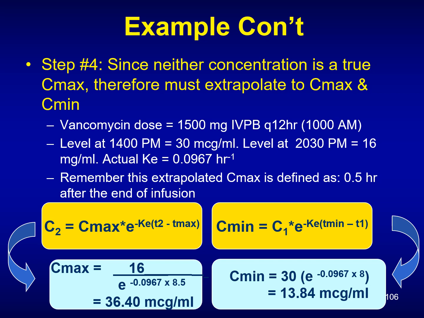On the right side, we calculate the patient's true C minimum with this regimen, using C1, which is 30, times e to the negative patient's actual Ke of 0.0967 and a time difference here. T minimum is at the end of the dosing interval. In this case, we have a Q12-hour regimen. So 12 hours from when the dose was given at 10 a.m. would be 22:00, minus the time at which level 1 happened, which is 14:00. So the time difference between those two concentrations is 8 hours. So C minimum is 13.84.